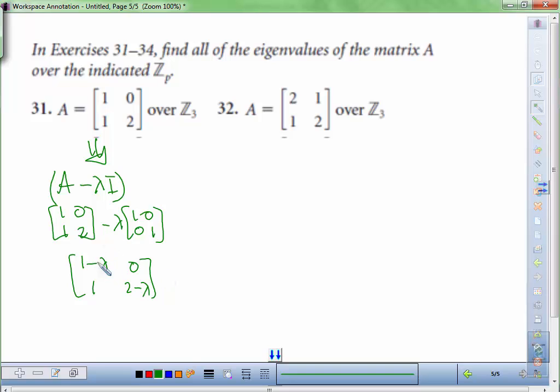Well, so remember, to find the eigenvalues, we want the determinant to be equal to 0. So we find the determinant. And that's 1 minus lambda times 2 minus lambda, minus 0. What's this turn out to be? You got 2 minus 3 lambda plus lambda squared.